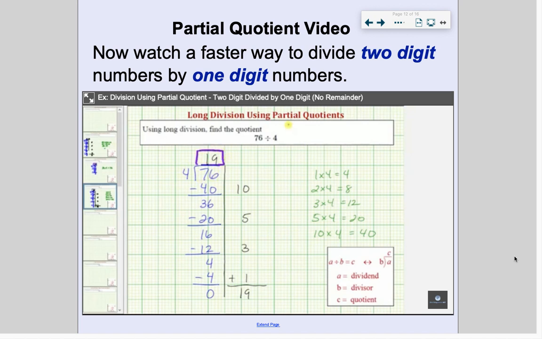So the nice thing about the partial quotients method is that we can use any partial quotients that we can find based upon what we know about products involving the divisor, or in this case, products involving 4. So there are many ways to come up with this quotient because we don't have to use these partial quotients. It's also true that because 76 divided by 4 equals 19, 19 times 4 equals 76. 19 copies or 19 groups of 4 is equal to 76.